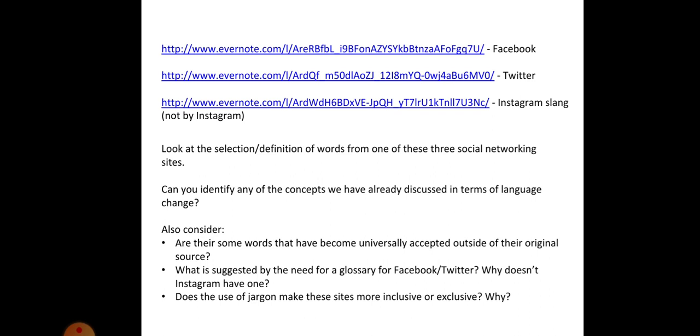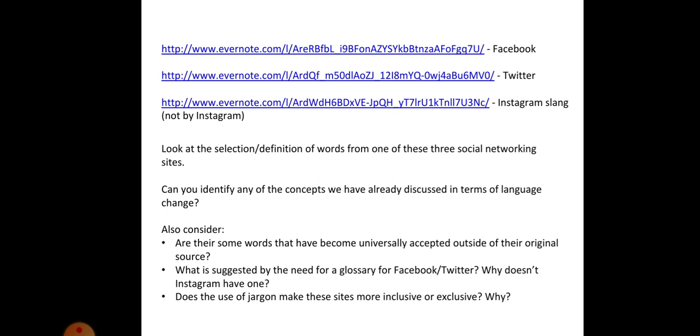So Facebook, Twitter and Instagram, they're words that maybe were created for those purposes, but are now utilised outside of that context? What is suggested by the need for a glossary? So basically, what are we sort of seeing? If there's a glossary for Facebook and Twitter, what does that suggest about them as means of communication? Also, why doesn't Instagram have one?